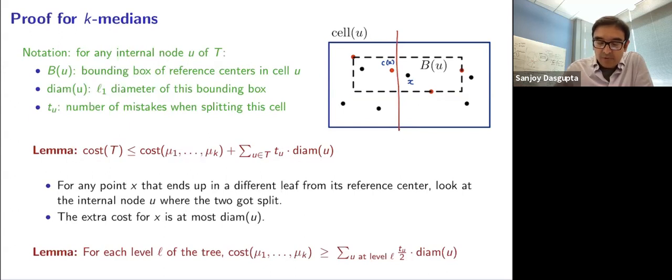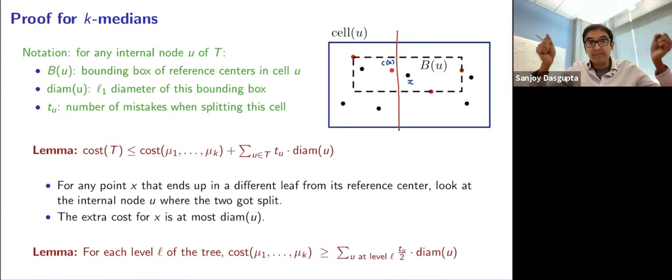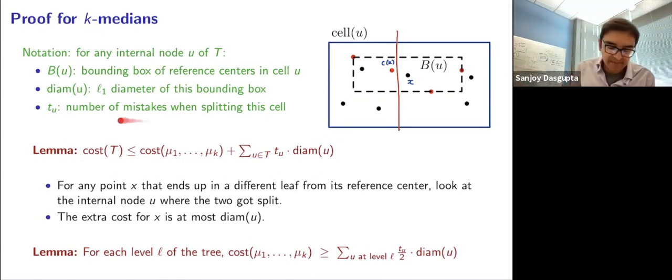And so at that point, X was one of the mistakes made in that cell. It was one of the T sub U mistakes. And at the end of the day, X ended up in a leaf with one of these other centers. So the additional cost because of that is at most the diameter of these centers, is at most this quantity diam of U. So summing over all such X, the additional charges for points are given by this term over here. For each point that gets separated from its correct center, we incur a charge and we pay the charge at the internal node at which the separation occurred. Okay, great. So we have this upper bound here on the cost.